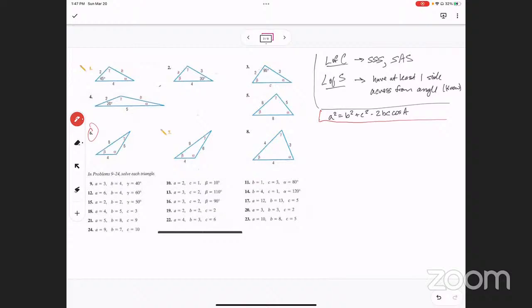Instead, you can write a squared minus b squared minus c squared, all divided by negative 2bc, and you're going to take the cosine inverse of that, and that's how you're going to get the angle A. See how I just solved it? I just moved this over, subtracted that, divided by that, and then did the cosine inverse of that.